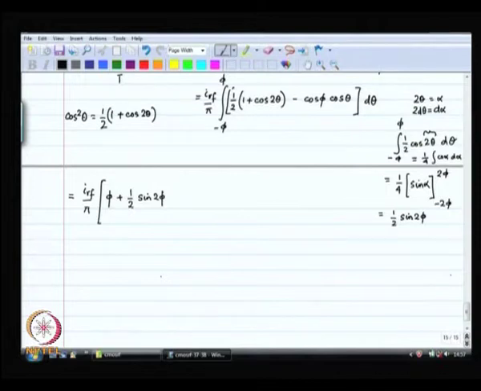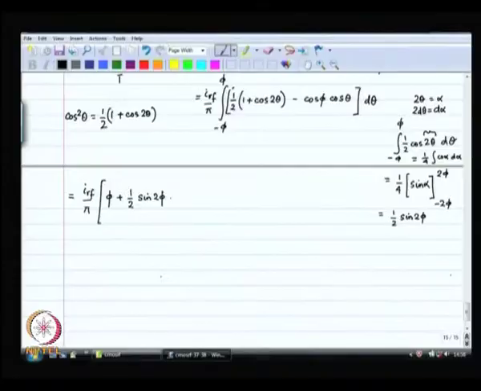All right. And the third integral is of cos phi times cos theta d theta. There is a negative sign, remember that. So, cos phi times cos theta, cos phi is a constant, okay. Integral cos theta d theta is sin theta. Apply the limits phi to minus phi, you are going to get minus 2 sin phi cos phi.